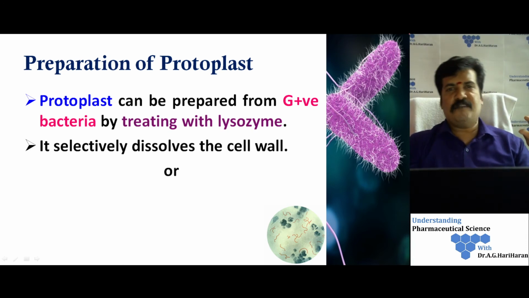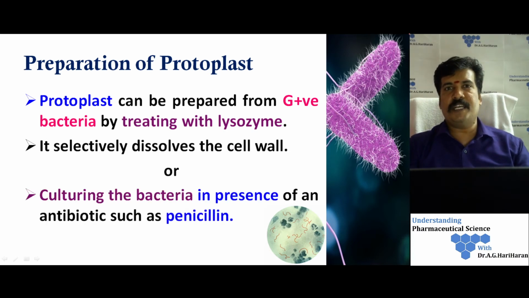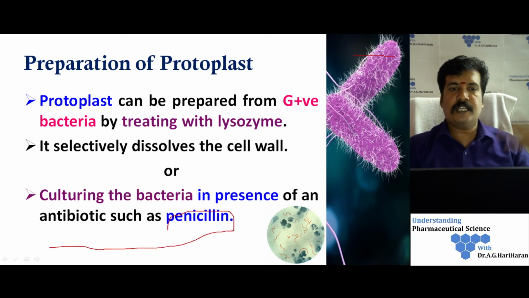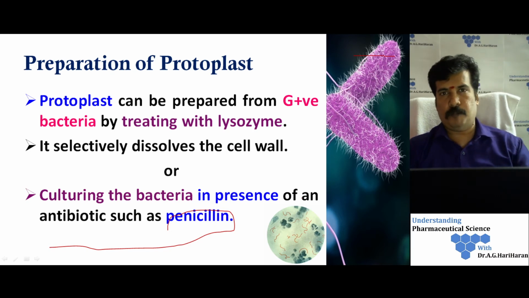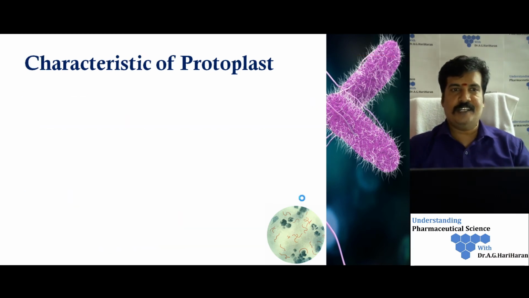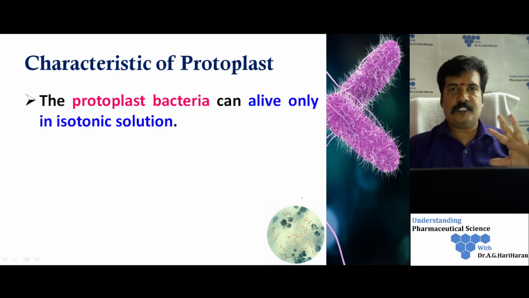Either we can treat with lysozyme, or we can grow the gram-positive bacteria in a medium carrying penicillin, because penicillin is an antibiotic. Penicillin generally inhibits the cell wall of the bacteria. So by inhibiting the growth of the cell wall of the bacteria, we will get protoplast only in an isotonic solution. So regarding the characteristics of the protoplast, the bacteria will be alive in nature, but it will be alive only in an isotonic solution.